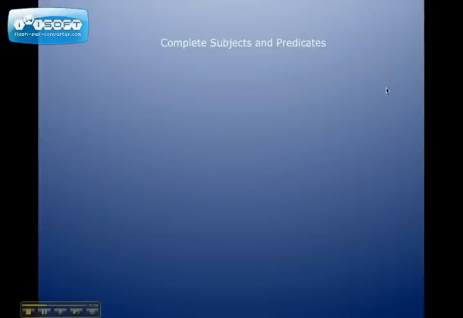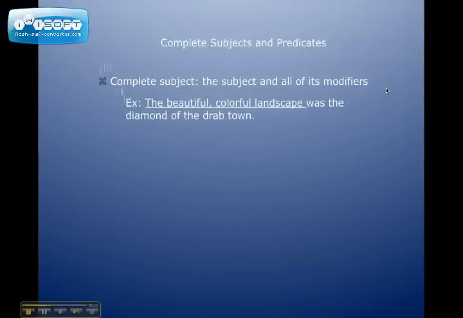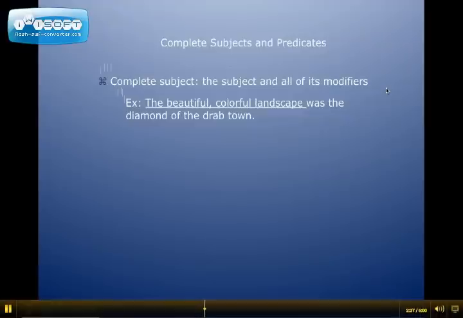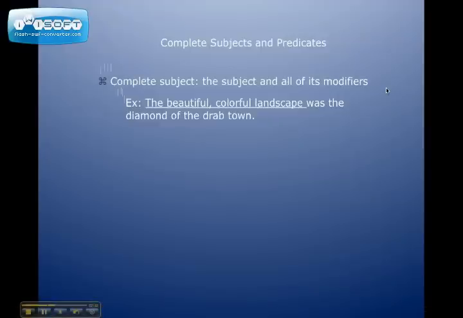So next we come on to complete subjects and predicates, and a fun little transition title. And so a complete subject is the subject and all of its modifiers. So an example is, the beautiful, colorful landscape was the diamond of the drab town. And so the beautiful, colorful landscape is the whole complete subject. And as you can see, the adjectives beautiful and colorful are modifying landscape, so that's why it's called a modifier. It's kind of like describing the subject. So you want the subject and all of its modifiers for the complete subject.